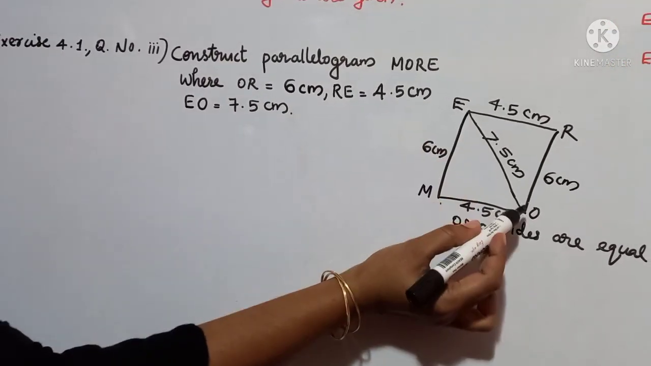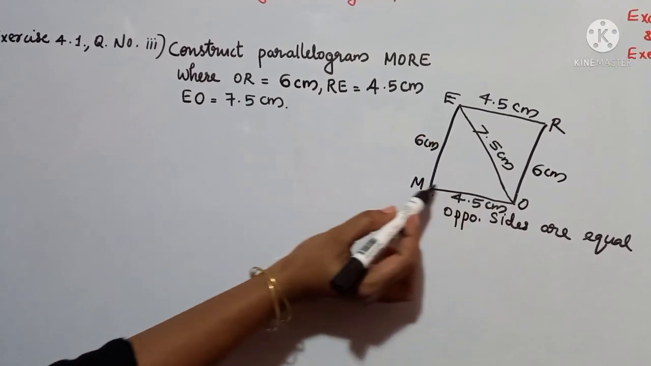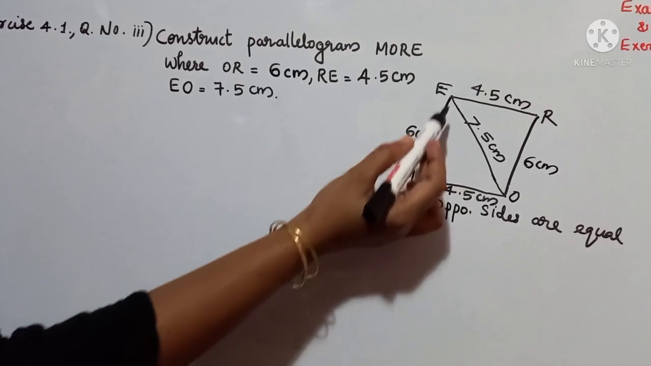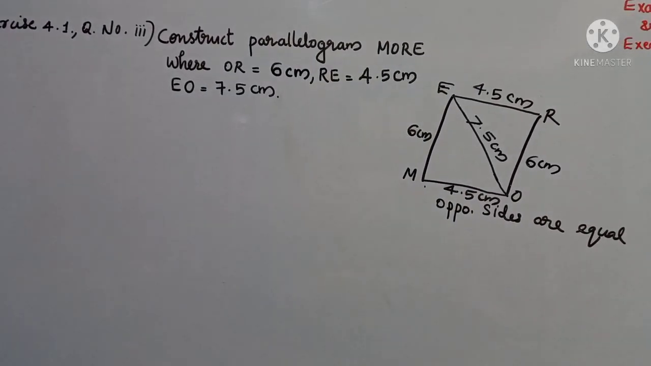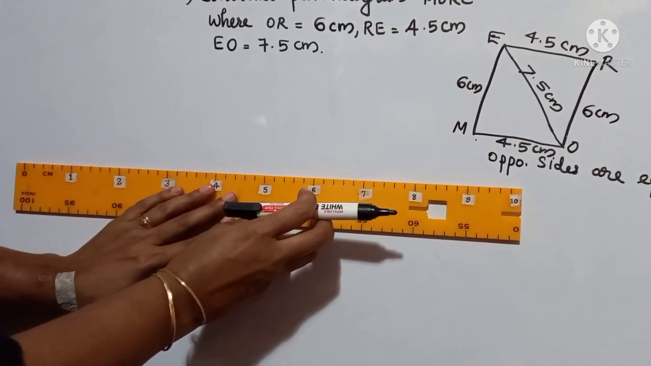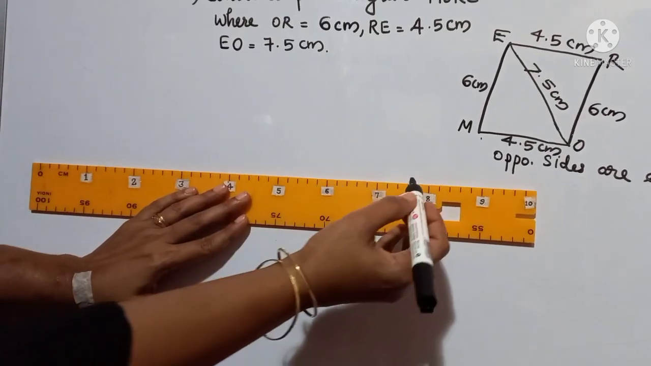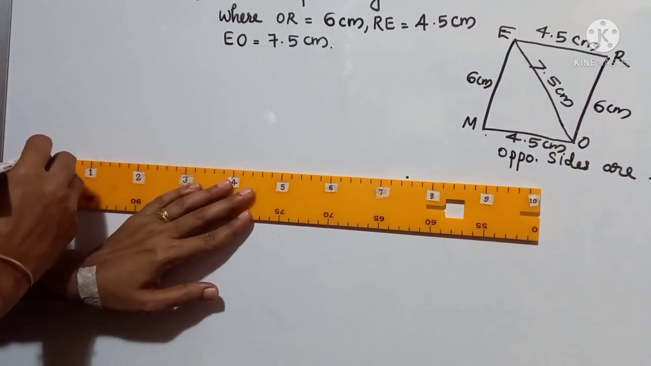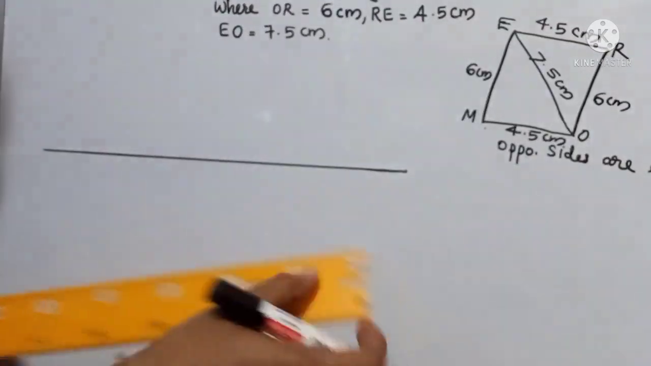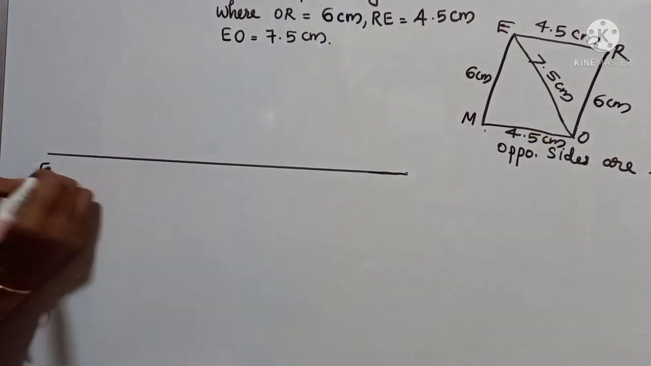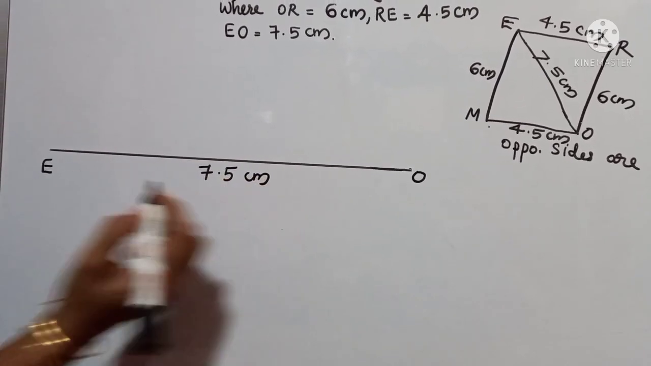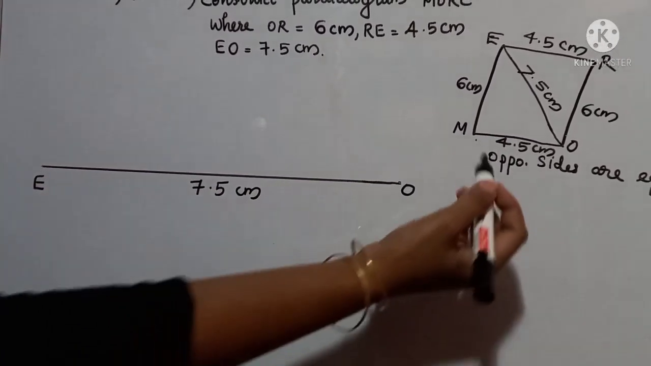First we can construct this triangle EOM. And here we know that 3 sides are given. EO we can draw first. So first we can draw EO, the diagonal EO, 7.5 centimeter. See here, this is 0 to 7.5. Then we can mark here EO, 7.5 centimeter.